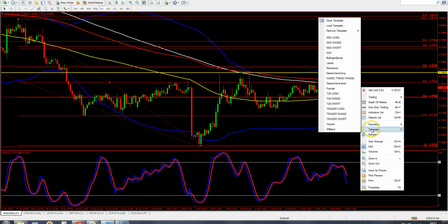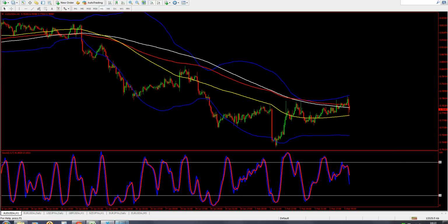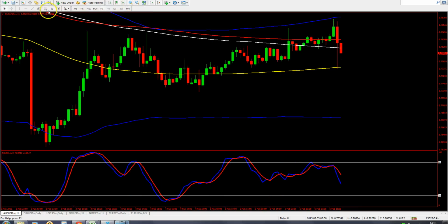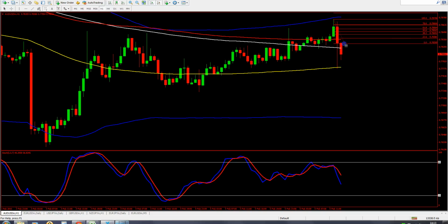So I'll clear this chart again. When you're trading, you can keep all the Fibonacci's and support and resistance lines up on the chart. I'm just doing this for demonstrative purposes. So let's just say 50% of that move.